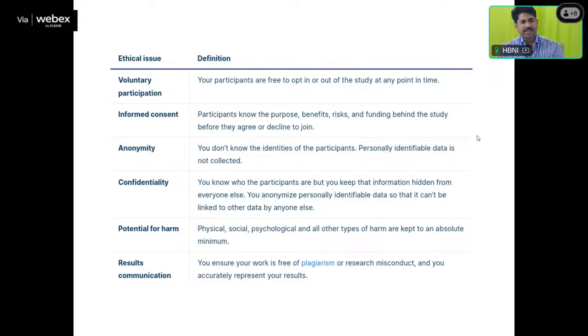Okay, I think there was some difficulty in the slide. So I'll just repeat because these are normal things also. You can understand just by seeing the slides also. So here I was telling that the first ethical issue is voluntary participation. So the participants should be free to opt in and opt out of the research program at any point of time during the research process.